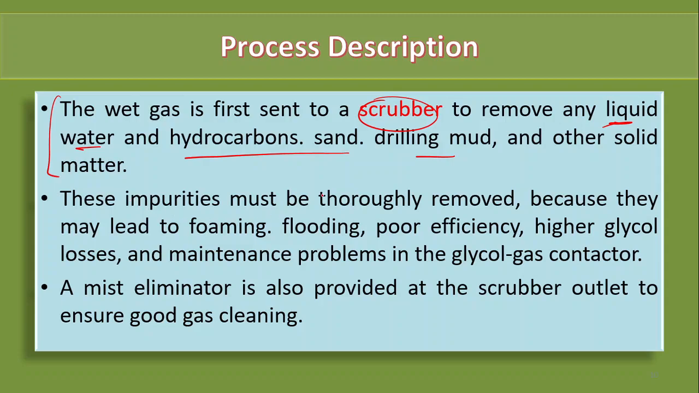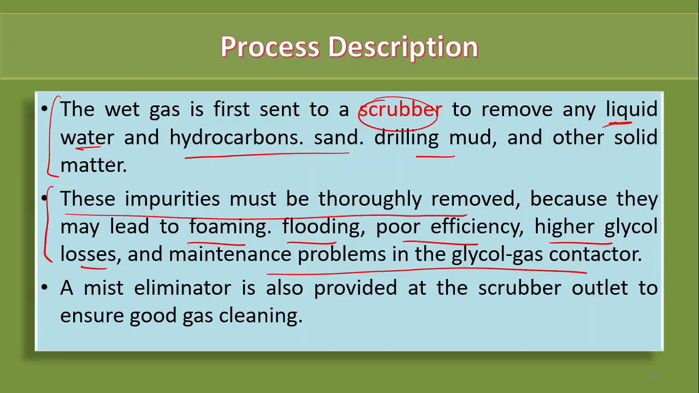These impurities must be thoroughly removed, because they may lead to foaming, flooding, poor efficiency, higher glycol losses and maintenance problems in the glycol gas contactor. These are a few problems if you are not sincere about removing all these liquids and solid material from the natural gas. A mist eliminator is also provided at the scrubber outlet to ensure good gas cleaning. The mist eliminator is useful for removing very small droplets of liquid from the natural gas.